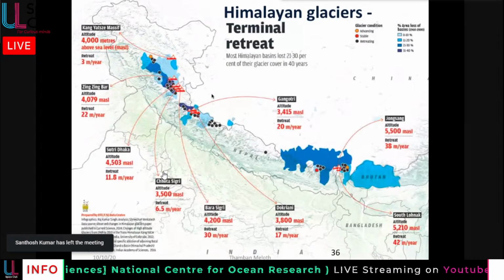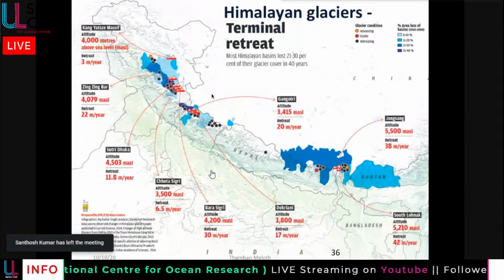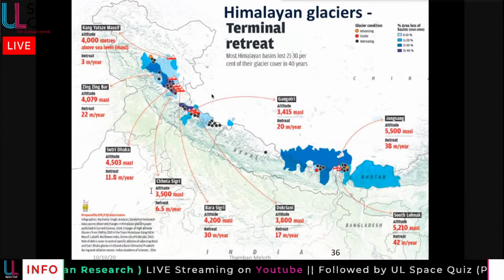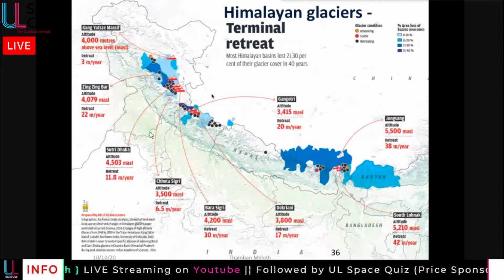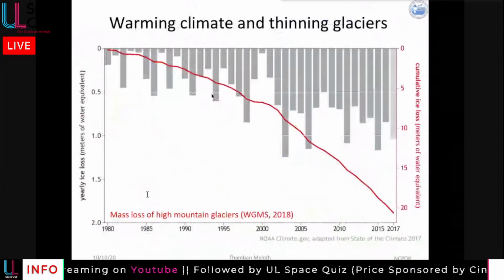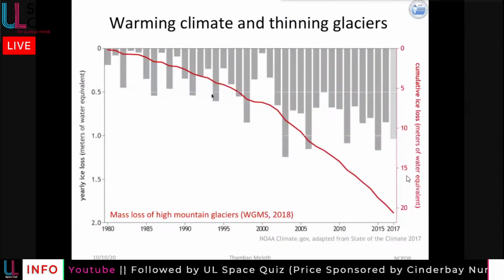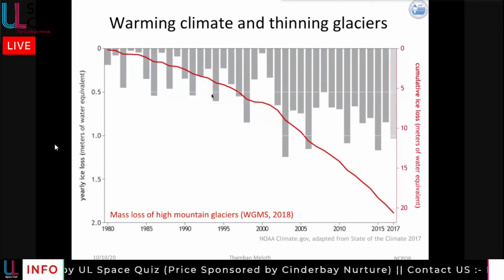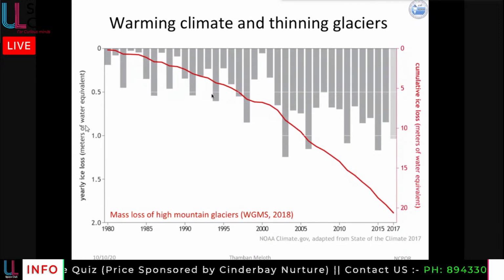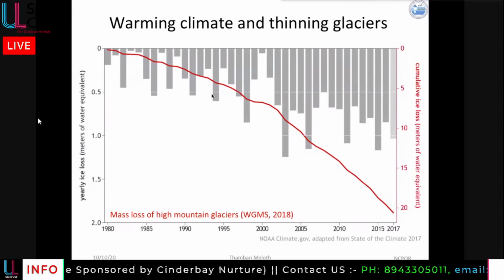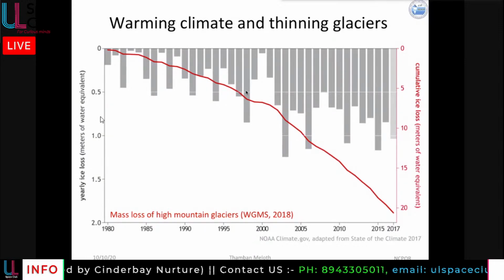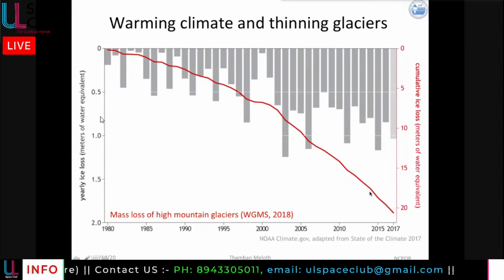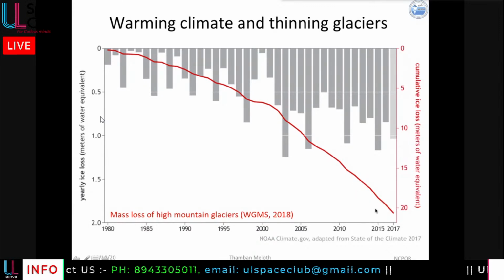But what we find is that there has been a continuous retreat of these glaciers. The retreat has been as low as 3 meters per year to about 40 meters per year. So it's a large thing happening over there. If you look across the high mountain glaciers since the 1980s, again, this is using partly satellite data, and also observations together, what I find is there has been a systematic decrease, a loss of mountain glaciers through time.